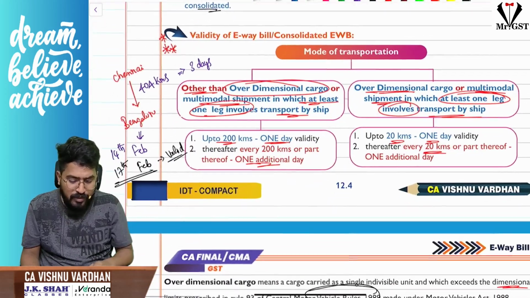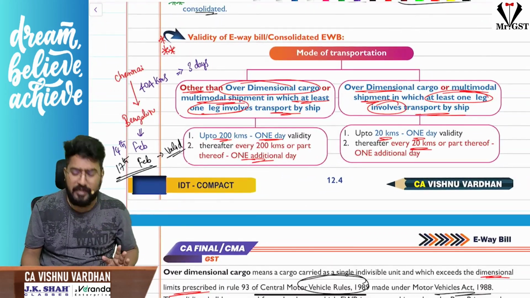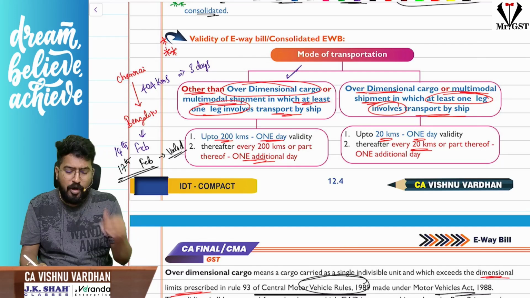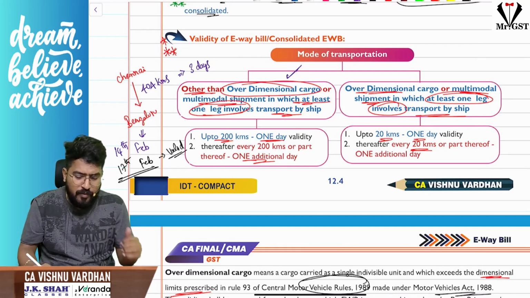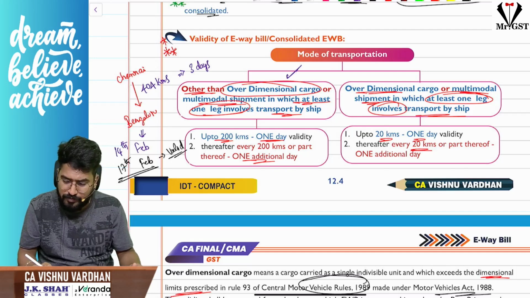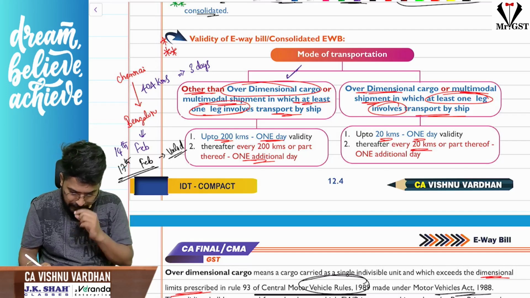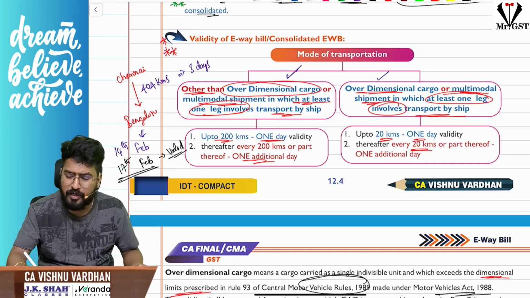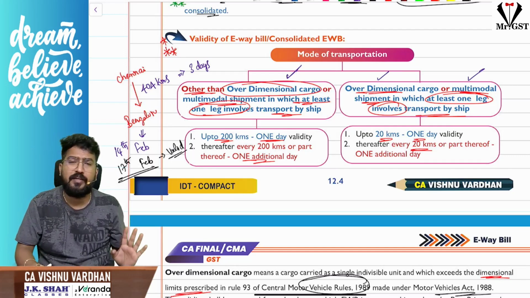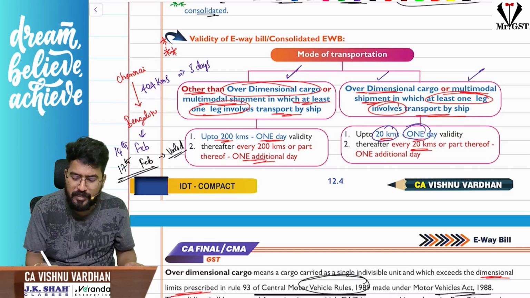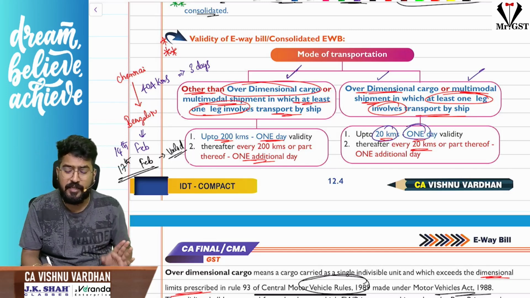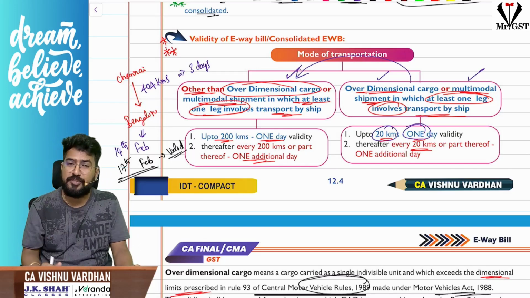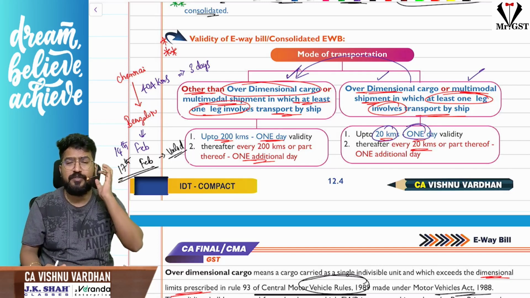Then what is the validity of an e-way bill, sir? Generally, if you are transporting other than over-dimensional cargo or multimodal shipment in which at least one leg involves transportation by ship, then, please understand, if it is over-dimensional cargo or multimodal shipment in which at least one leg involves a ship, it is 20 kilometers per day, and for every additional 20 kilometers or part thereof you will get one additional day.